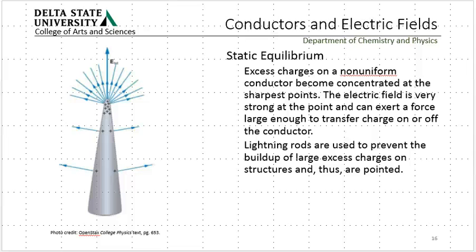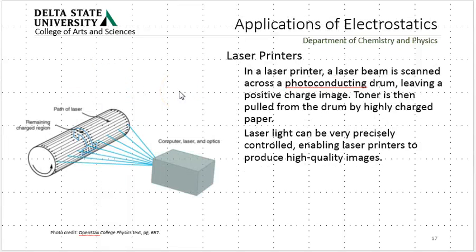Other places where we use electrostatics all the time, a big one is in laser printers. Basically, we use laser printers to charge things on the drum and charge the paper, and then we hit it with the laser light, and it leaves those very nice, sharp images on the paper.